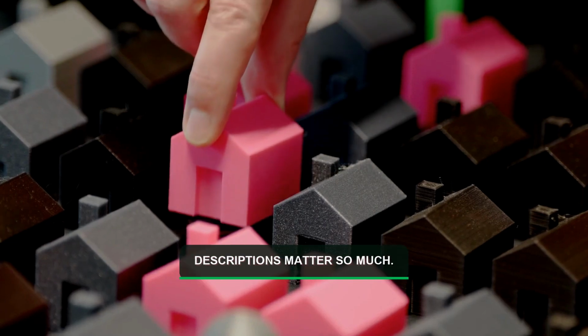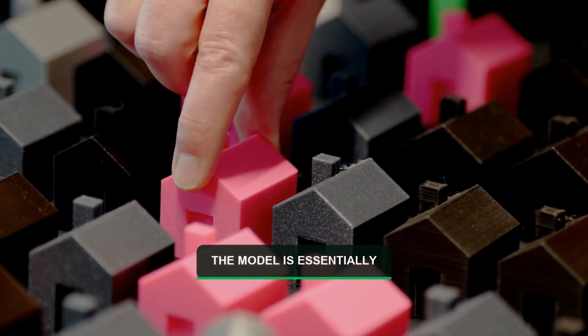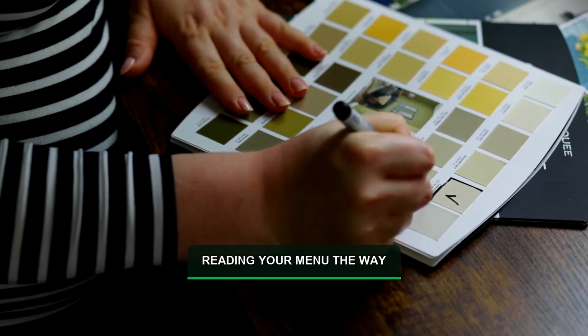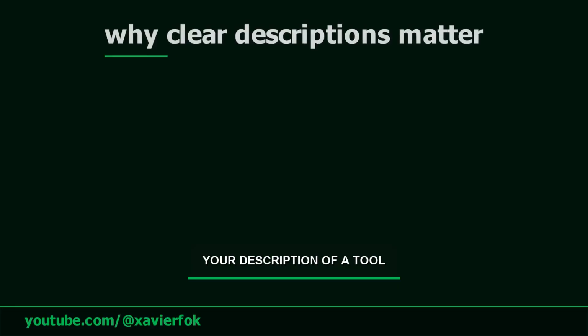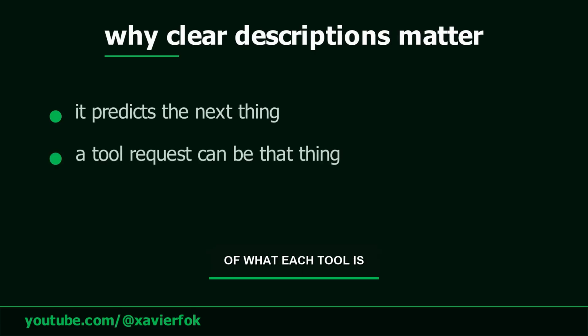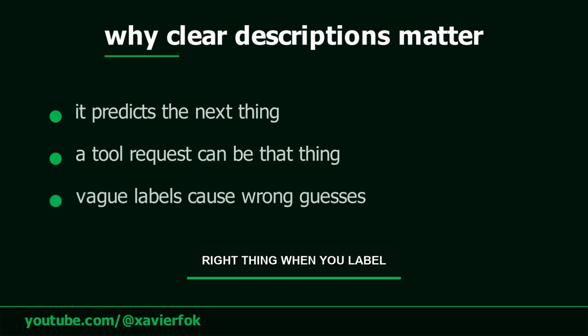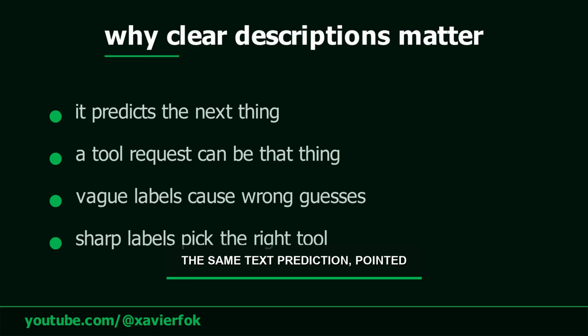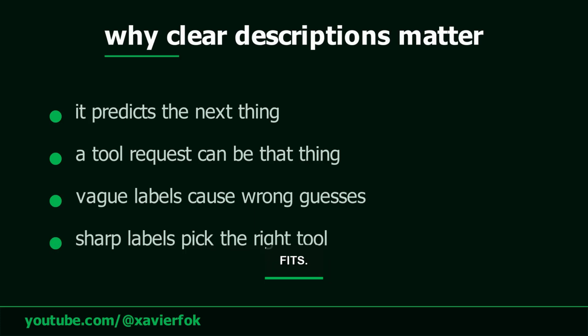This is why clear tool descriptions matter so much. The model is essentially reading your menu the way it reads everything, and if your description of a tool is vague, it will guess, sometimes wrongly, about when to reach for it. Give it a sharp, plain description of what each tool is for, and it picks the right one far more often, for exactly the same reason a person hands you the right thing when you label the boxes clearly. There is no magic decision engine in there. It is the same text prediction pointed at the question of which tool fits.